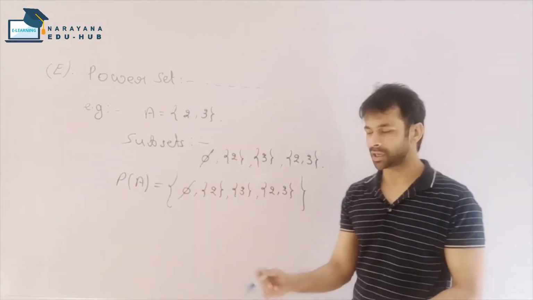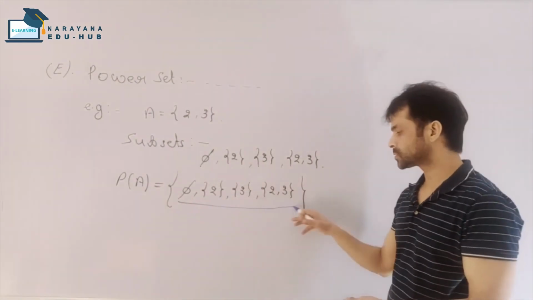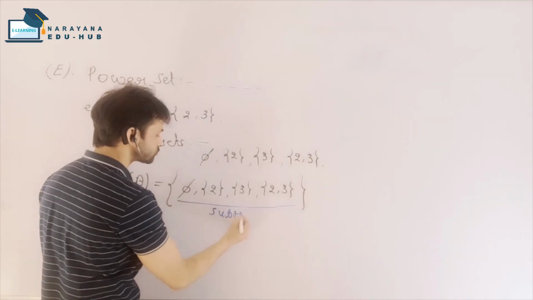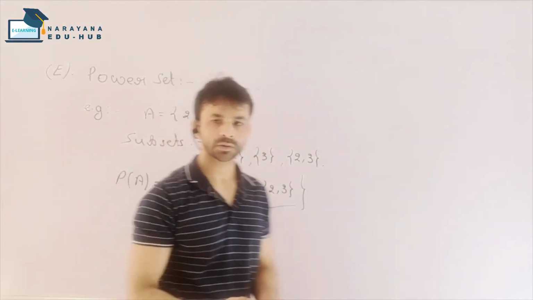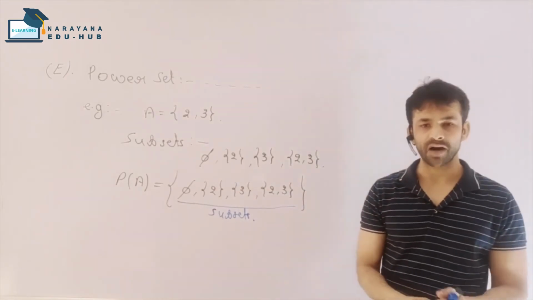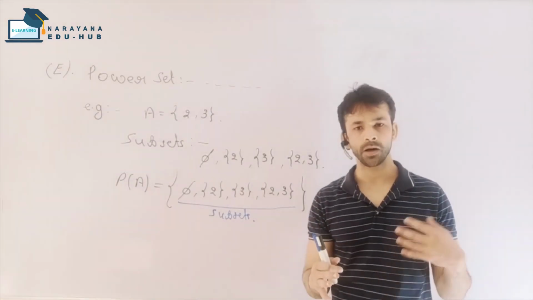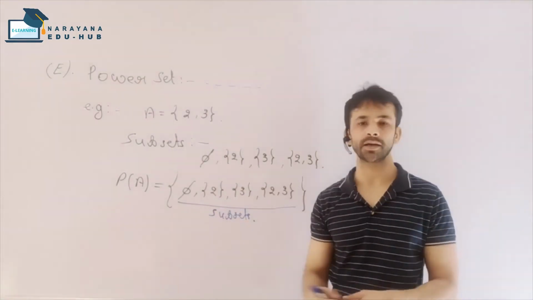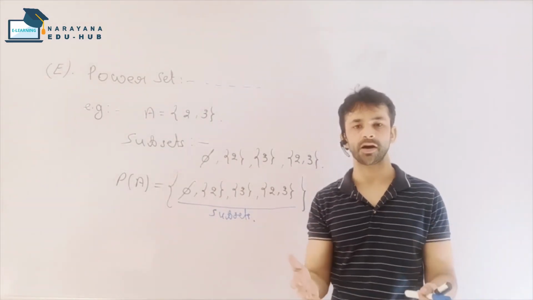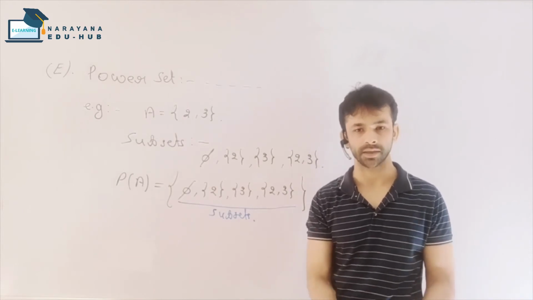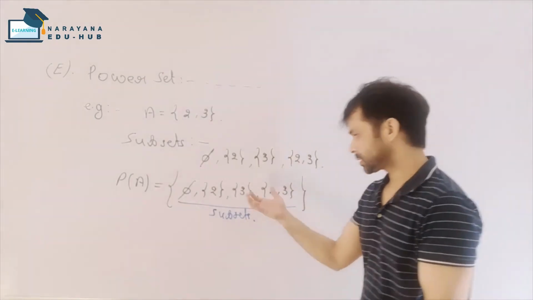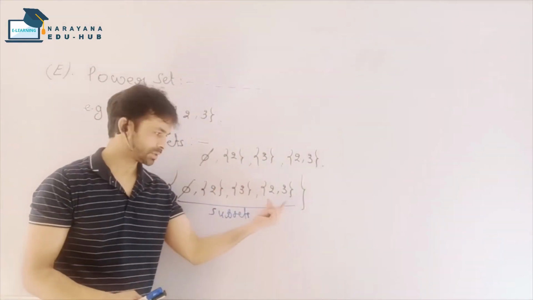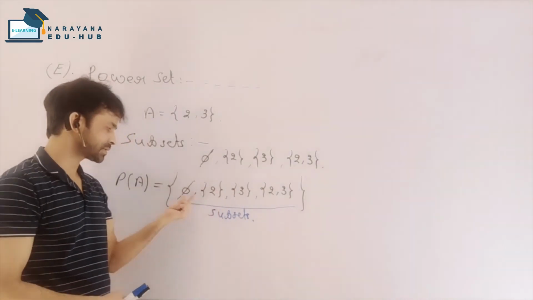So this will contain subsets of A. These all are subsets. So the elements of the power set are not these elements. Elements of the power set are subsets. They themselves are sets. This you have to understand. This is a set, this is a set, this is a set.